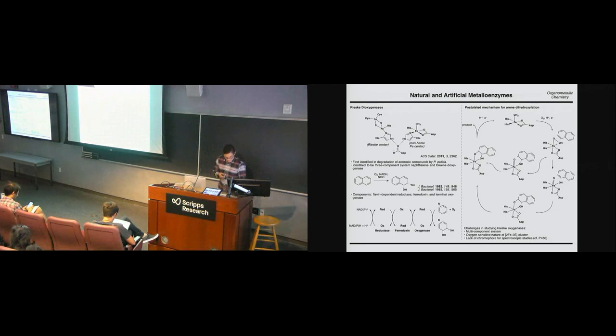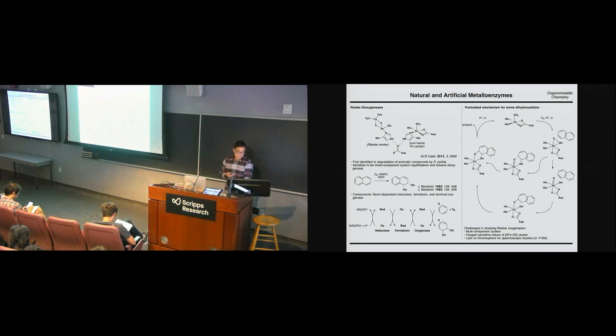The Rieske dioxygenase was first identified in the degradation of aromatic compounds by Pseudomonas, and eventually this was found to be a 3-component system, naphthalene and toluene dioxygenase, which essentially perform the hydroxylation of the aromatic ring to give the following product. And in terms of application of the toluene dioxygenase in synthesis, Tomas Hudlicky has done a lot of work in using this cis-diol product in synthesis. So you can refer to some of his work if you're interested in some synthetic applications.